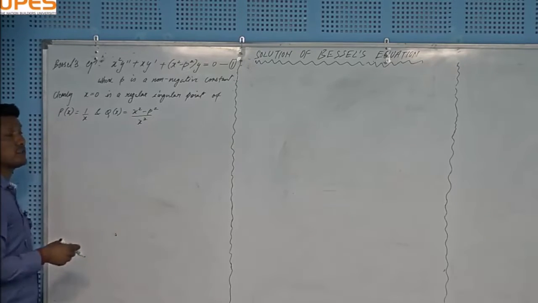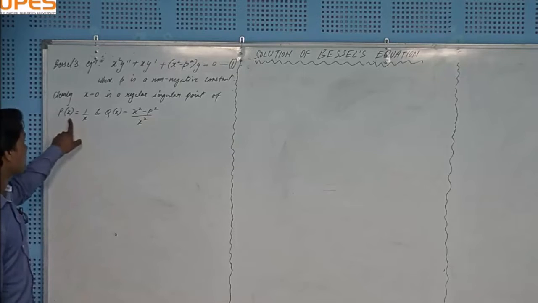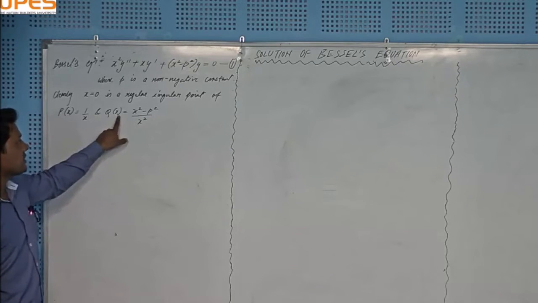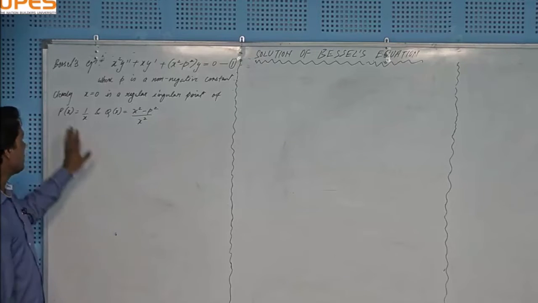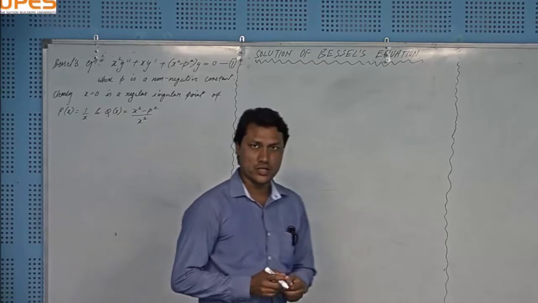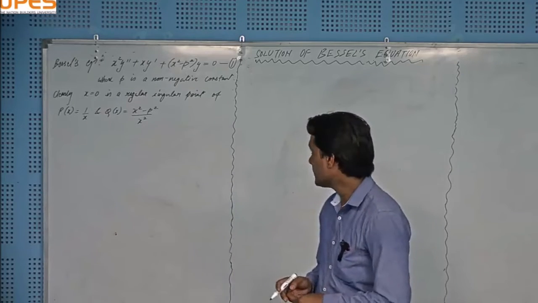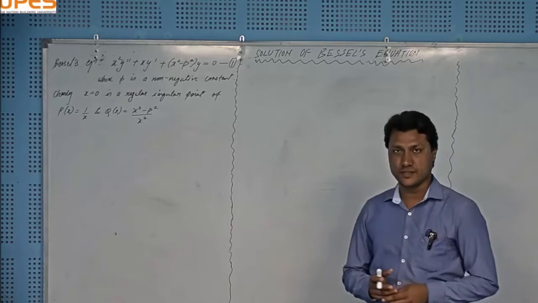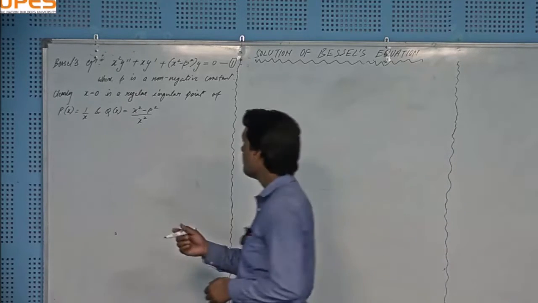And you can verify this fact by just multiplying this p(x) with x, so that you will get 1, and multiplying q(x) with x square, that will become x square minus p square. So ultimately x p(x) and x square q(x) become analytic at x equal to 0, right? That's why we are calling it a regular singular point, right? So to start with, I have to use that Frobenius series, and that is of this form.